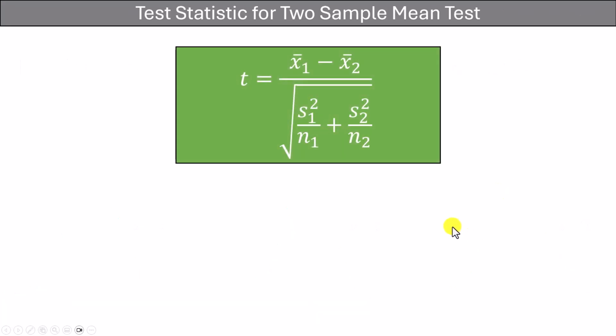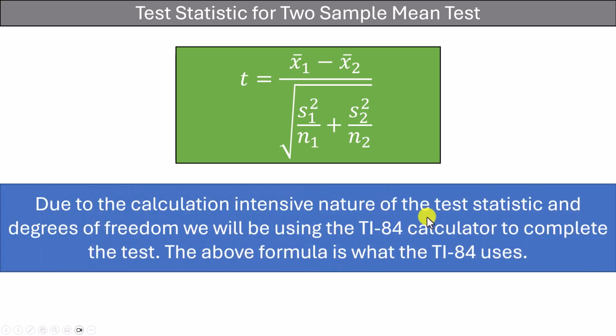Here is the test statistic for the two-sample mean test. Due to the calculation-intensive nature of the test statistic and the degrees of freedom, we're going to be using the TI-84 calculator to complete this test. The above formula is what the TI-84 uses.